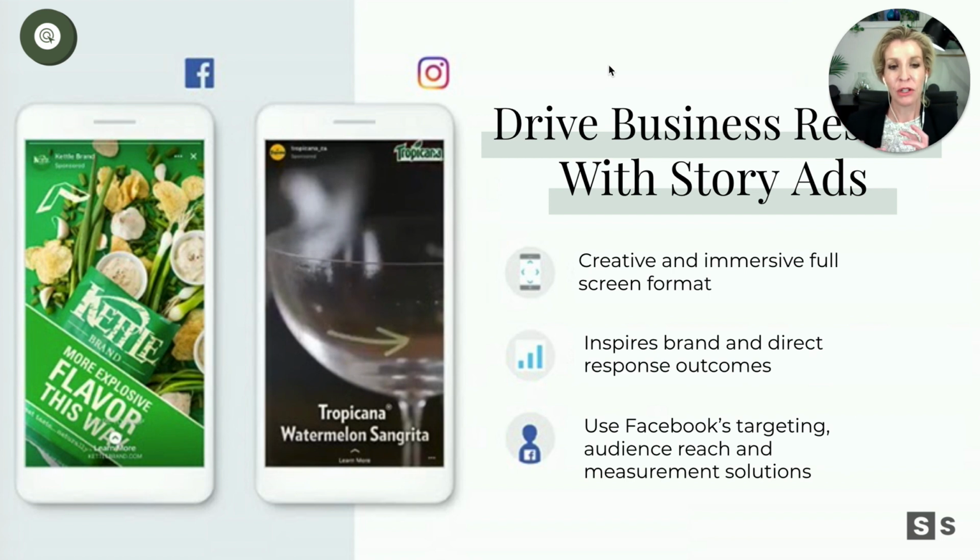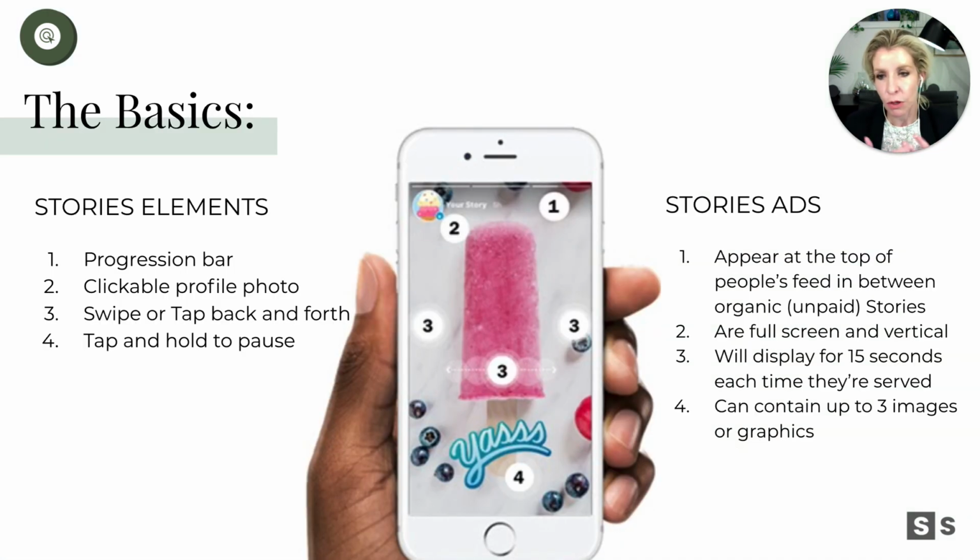And then from there, we can use Facebook's targeting, audience reach, and measurement solutions to create story ads that are really effective. So the basics of a story, which most of you know, but essentially when it's an organic story, you know that you've got your progression bar at the top. So if I'm an individual or a brand that's posted 20 stories in my day, I'm going to have 20 little ticks at the top, and someone can then swipe forward or tap forward or back, or just let those stories run. They're each going to play, and then I'm going to be taken to the next person's story in my feed, whether they have one story or they have 20 or 40.